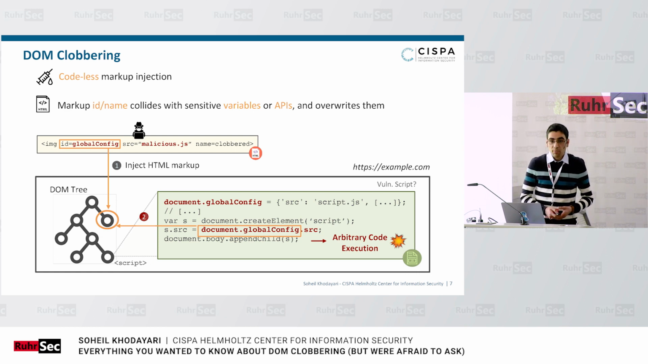So to summarize, DOM clobbering is a namespace confusion vulnerability where attackers inject codeless HTML markups and transform this into executable code by exploiting the interactions of the code with the runtime environment. In this particular case, the markup ID or name collides with sensitive variables or APIs and overrides their value.